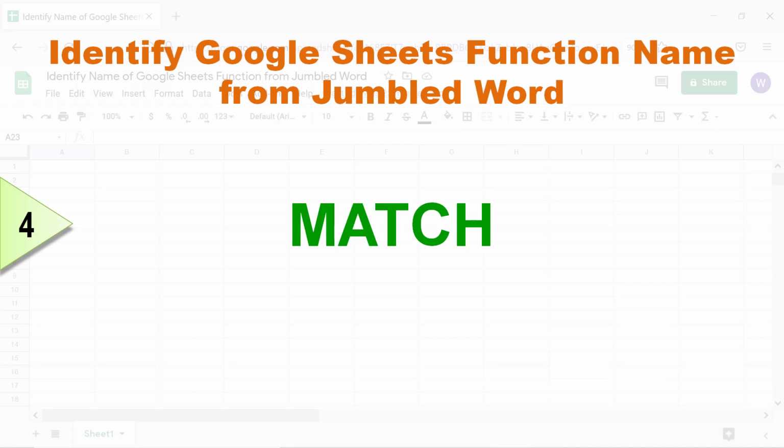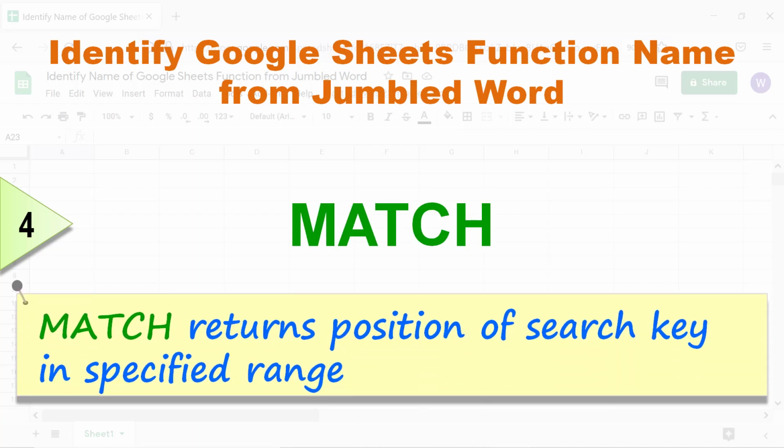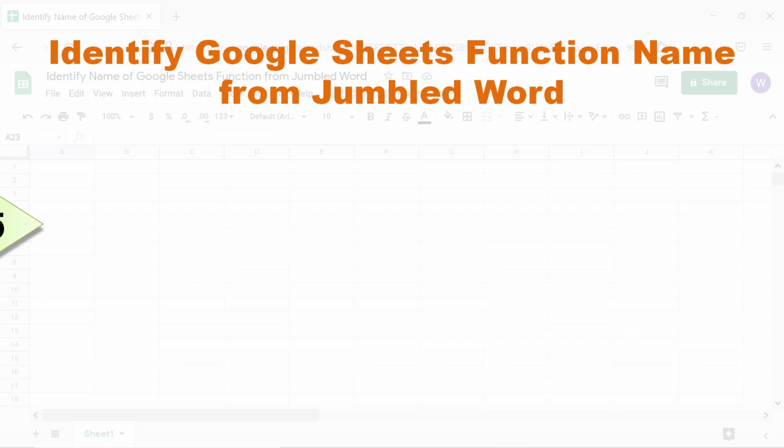Match. Match returns position of search key, in specified range. Fifth jumbled function name.